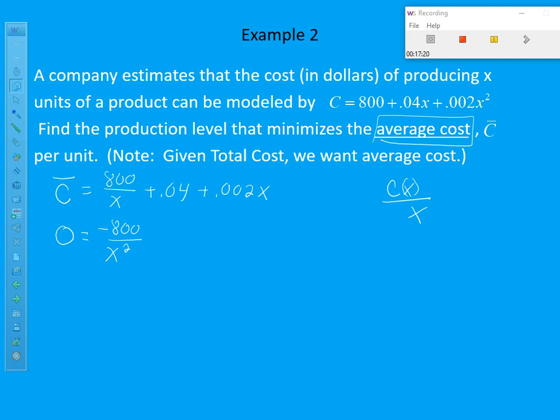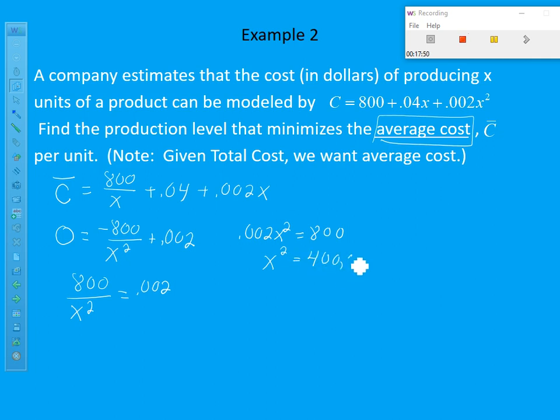That goes away, plus 0.002. I'm going to move the 800 to the other side, the 800 over x squared, making it positive, equal 0.002. Let's cross multiply. So I've got 0.002 x squared equal 800. Divide both sides by 0.002 and get x squared equal 400,000.